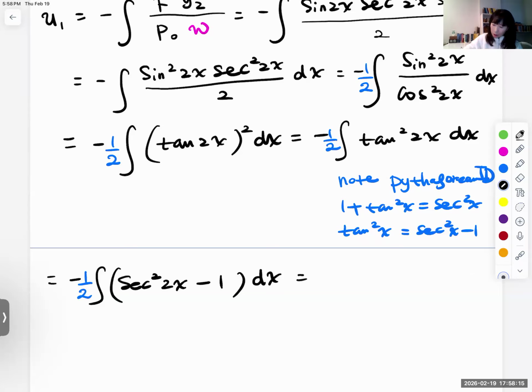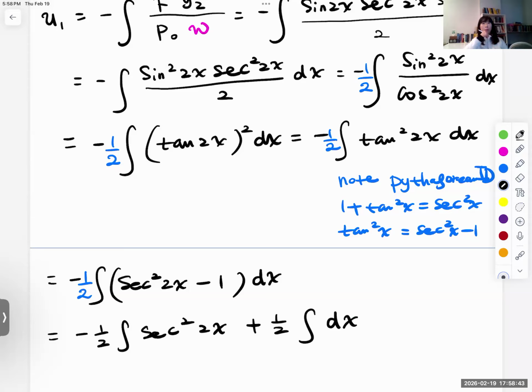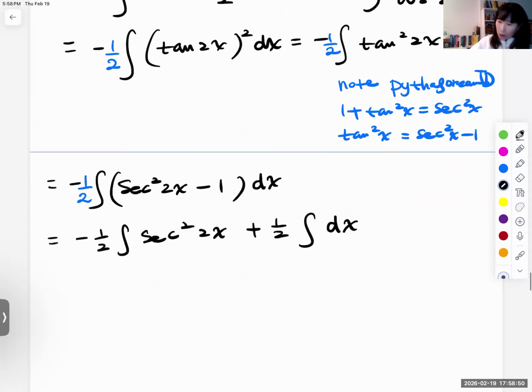So we will get, let me rewrite in the denominator, I'm sorry, in the bottom. So negative 1/2 integral. We don't have to do that. So negative 1/2 secant square 2x minus, minus is positive, right? And 1/2 dx is okay. Yeah. All right. Okay, so let's think.